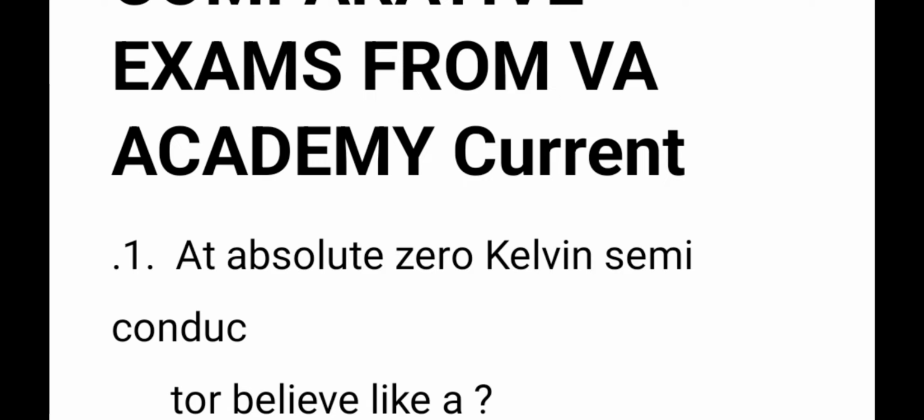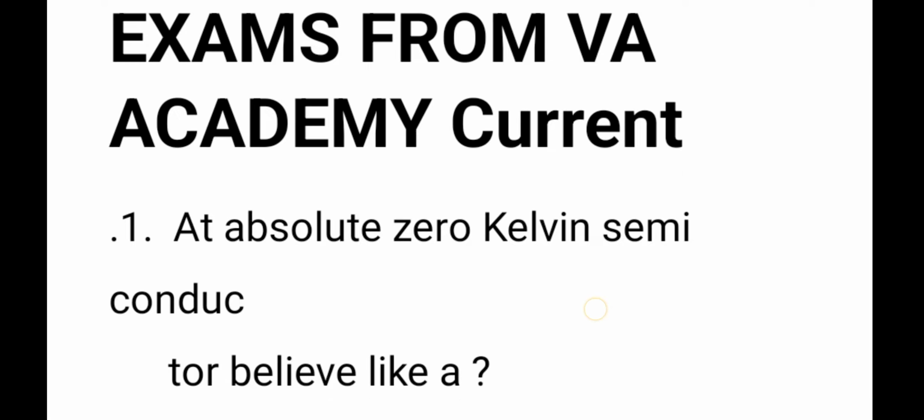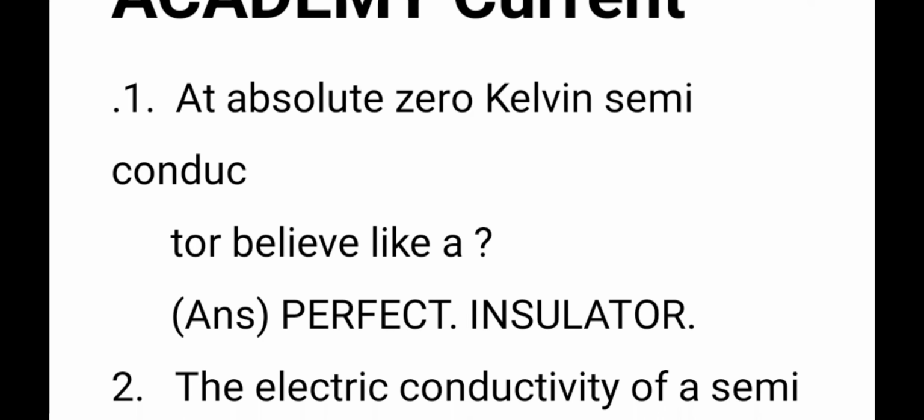Today we will discuss insulators and semiconductors. The first bit: at absolute 0 Kelvin, semiconductors behave as perfect insulators. Absolute 0 temperature means minus 273 degrees, zero Kelvin. Insulators, you know already, we have already discussed. What is meant by insulators?